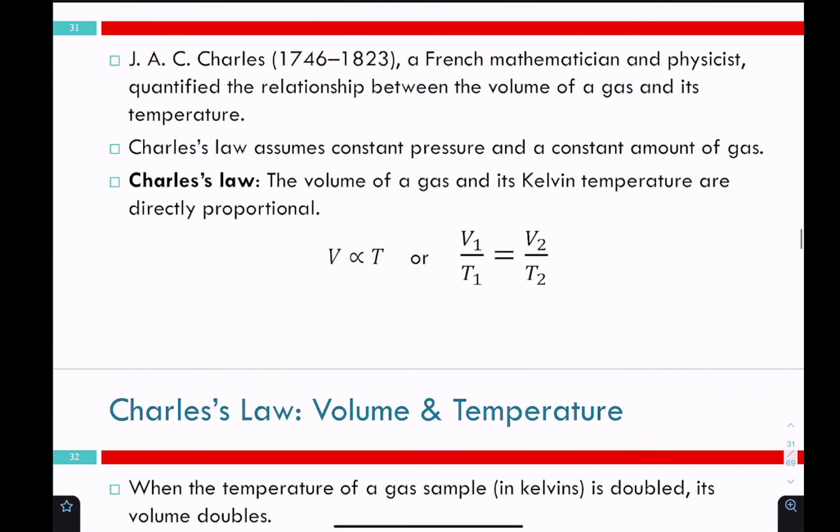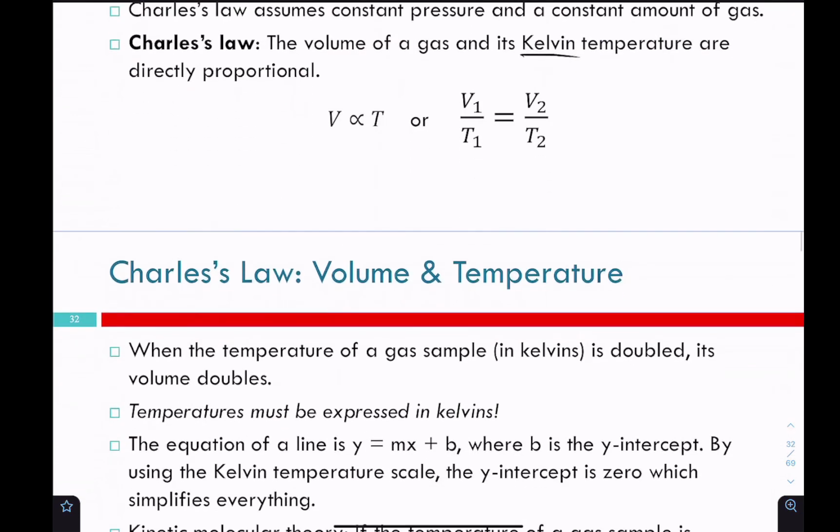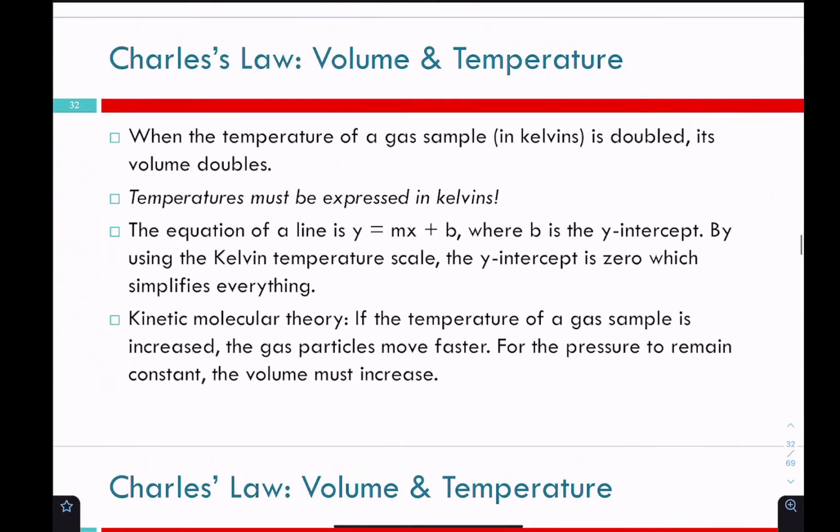And the key here is that you have to use the Kelvin temperature. So these are the first required units. You have to use Kelvin. Kelvin is the absolute scale of temperature. 0 Kelvin is absolute zero. Because when the temperature of a gas sample in kelvins is doubled, its volume doubles. But that's only in Kelvin. So if you go from 100 Kelvin to 200 Kelvin, it'll double the volume. But if you're in degrees Celsius, it's not going to work out.